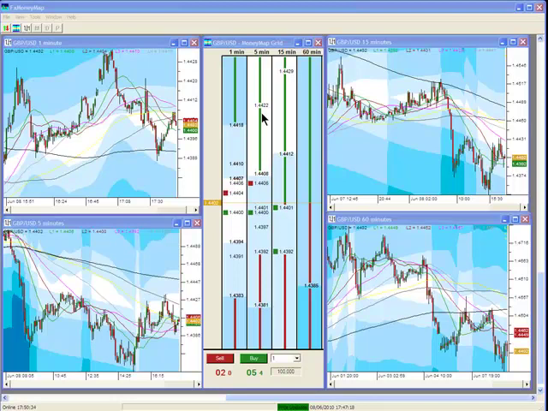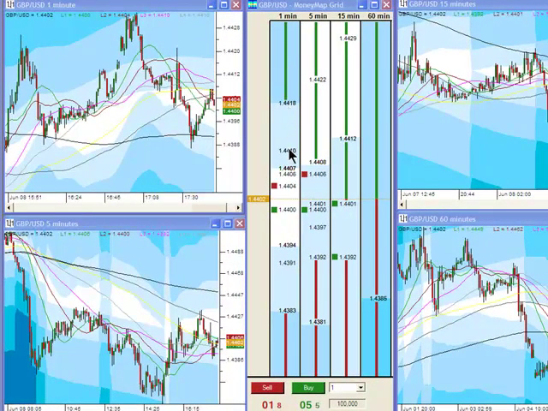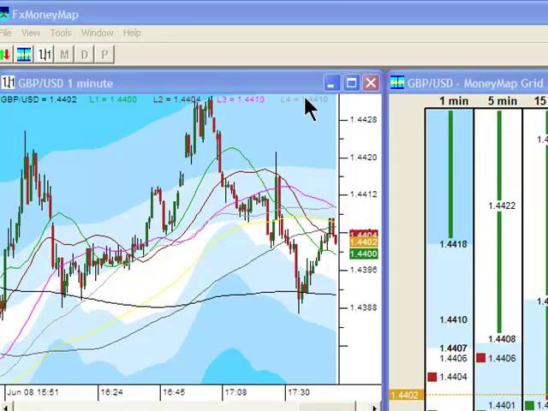Now, where do we get these numbers? These numbers are calculated through the Dynamic Fibonacci Wave principle. And what I want you to notice is, on the 1-minute chart, every number is a support or resistance level based on dynamic Fibonacci derived from the 1-minute chart. So the 1-minute column corresponds to the 1-minute chart.